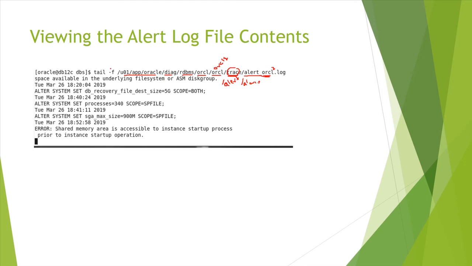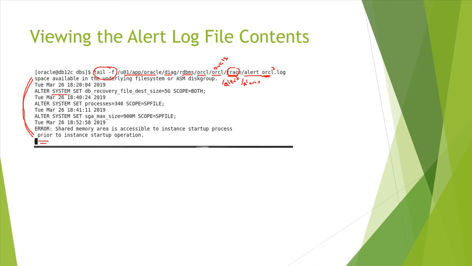In our case, I am using tail -f with the location and the name of the alert log file. Tail -f will view the latest 10 lines in the alert log file, and in case there are errors written to the database alert log file, they will be automatically shown on the screen. In our case, these are the latest 10 messages written to the alert log file.